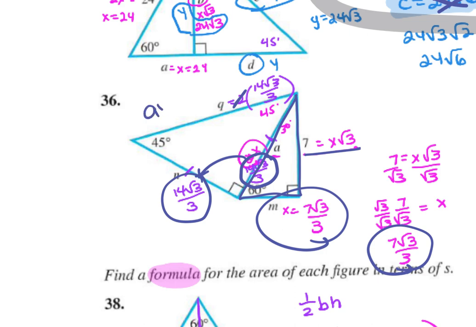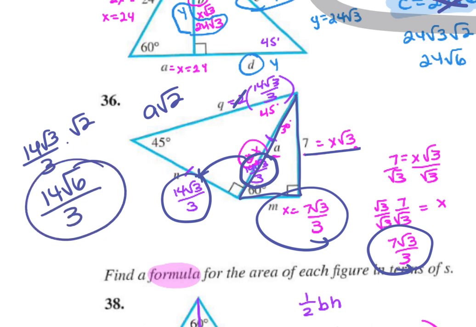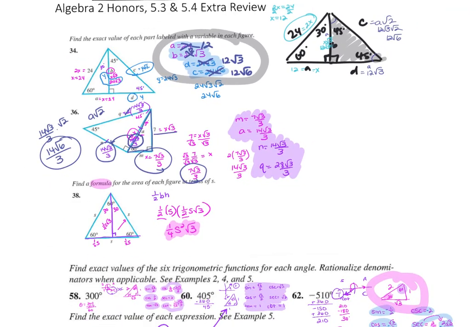Opposite your right angle should be a root 3. So it should be 14 root 3 over 3 times root 2, not times 2. And that should give you 14 root 6 over 3. So the correct answer for Q on that one should be 14 root 6 over 3.